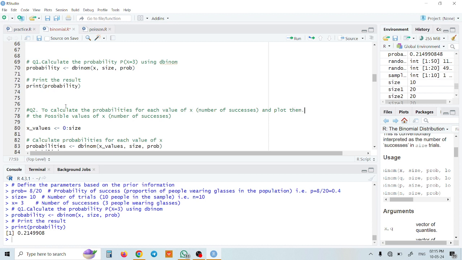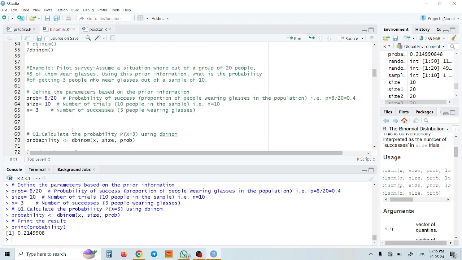Okay, so what all possible values can x be? X is counting the number of people wearing the glasses. The maximum sample size is 10, so the maximum number of people who can wear glasses is 10. The minimum can be 0 also. So x can take values from 0 to 10.